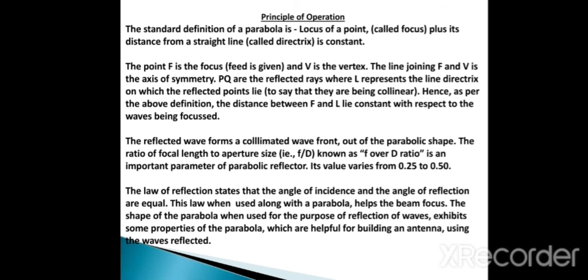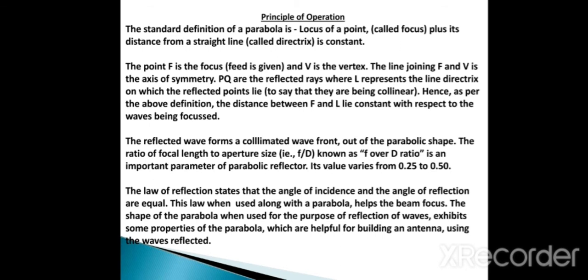Hence, as per the above definition, the distance between F and L is constant with respect to the wave being focused. The reflected wave forms a collimated wavefront out of the parabolic shape. The ratio of the focal length to the aperture size, which is indicated by the F by D ratio, is a very important parameter in a parabolic reflector, and its value is between 0.25 and 0.5. The law of reflection states that the angle of incidence is equal to the angle of reflection.